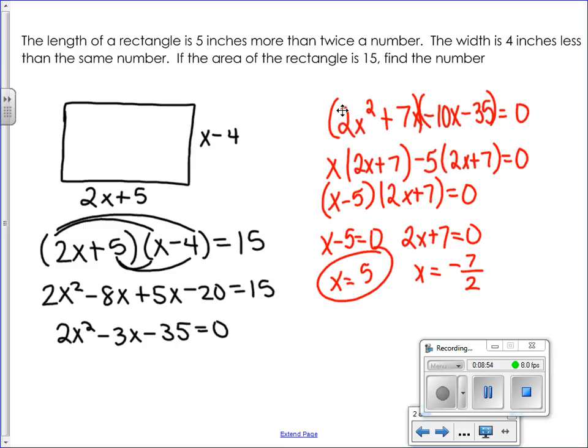70? 270. 2 times negative 35. Got it? You ready for the next one?